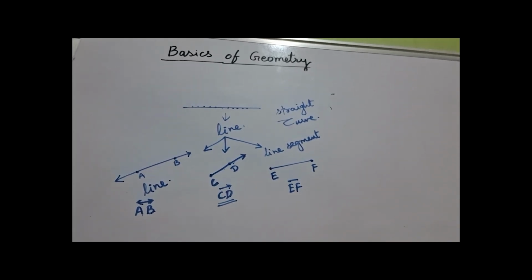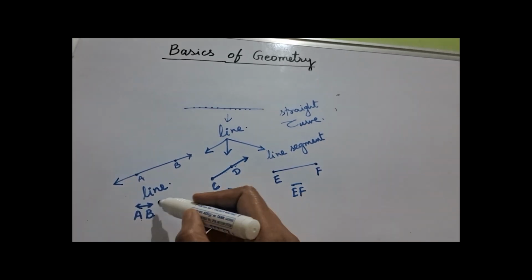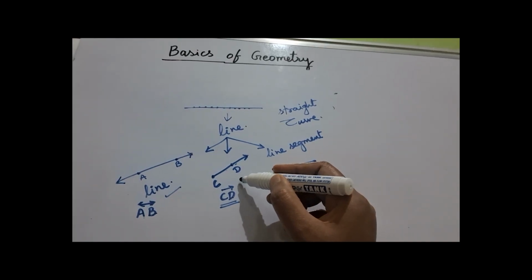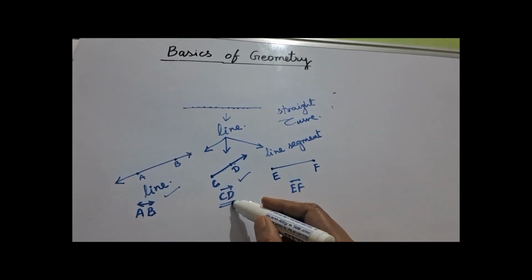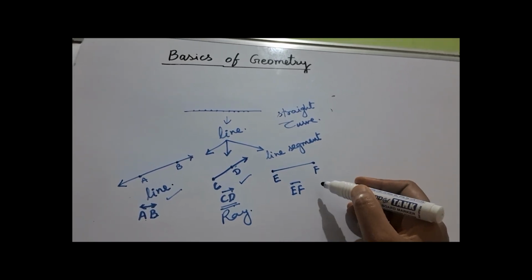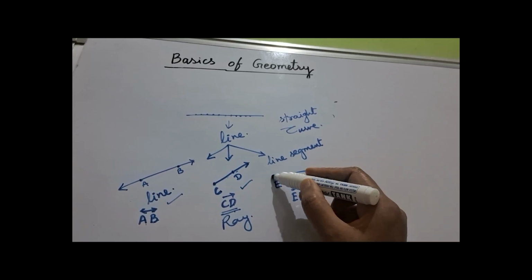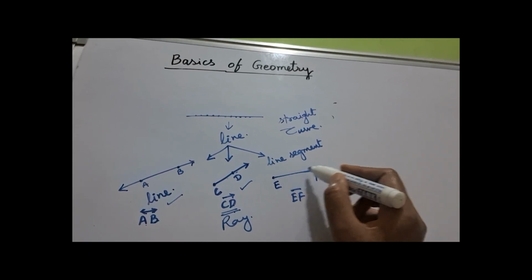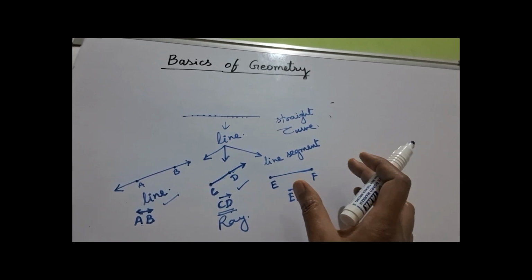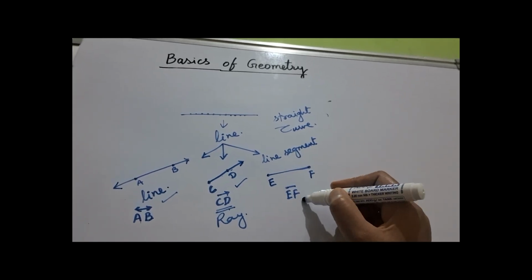Okay, children. So how many types of lines are there? Three types. One is the line which does not have any end points. Another one, which has only one end point, is the ray. Next, the third one is the straight line which is having two end points. It is also called a part of a line. It is finite. This is called a line segment.